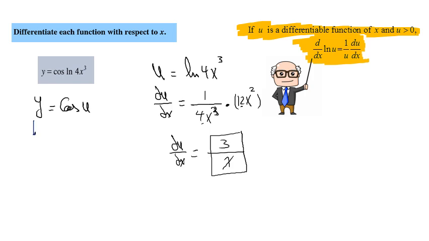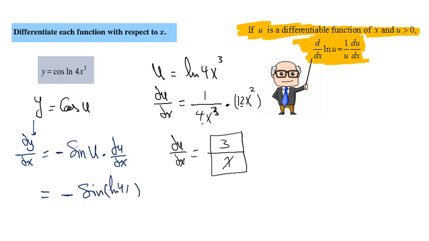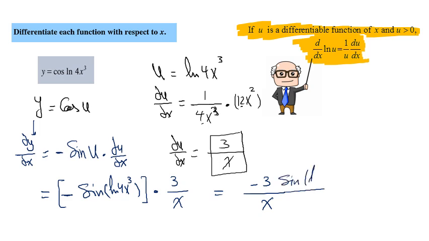Now, the derivative dy by dx for cosine u is negative sine u du by dx. So it's negative sine, and u is ln 4x power 3, all of this multiplied by the derivative of u, which is 3 over x. So this can be written as negative 3 over x sine ln of 4x to the power of 3.